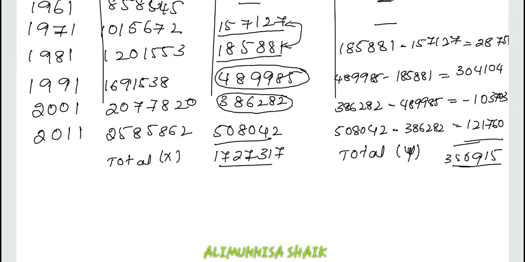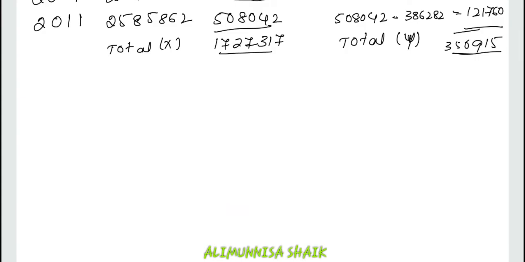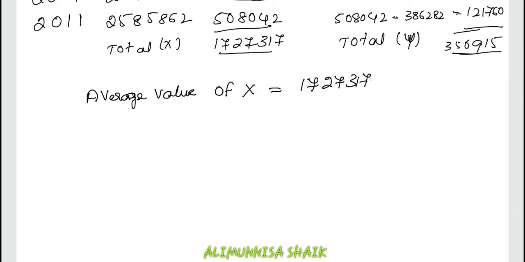Let us do it. Average value of x is equal to the total number, that is 1727317, divided by how many terms are there? It is 1, 2, 3, 4, 5. So we'll be dividing it with 5. We'll get an answer of 3454663. Okay. This is going to be the average value of x.